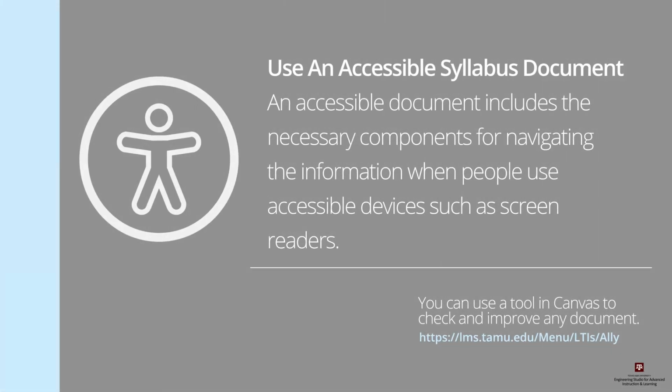Use an accessible syllabus document. An accessible document includes the necessary components for navigating the contained information. This is particularly useful when people use accessible devices, such as screen readers. You can use a tool in Canvas to check and improve any document. Visit the LMS page for additional information, and you can also take one of our accessibility workshops for making all your documents accessible.